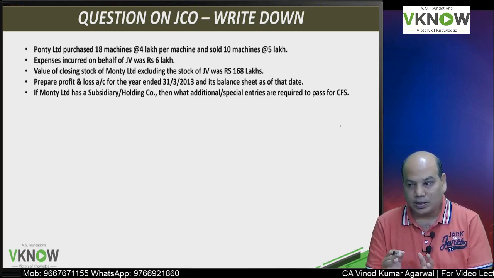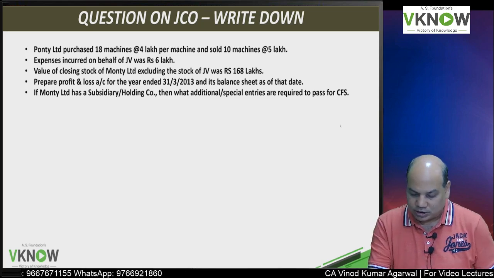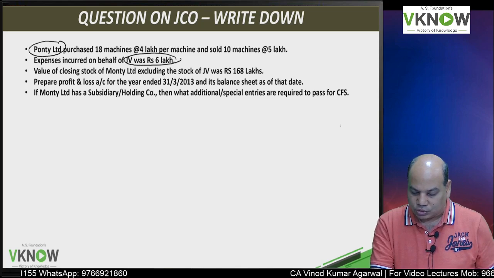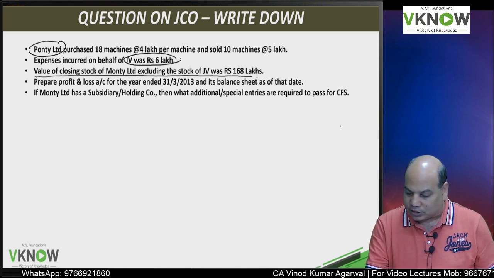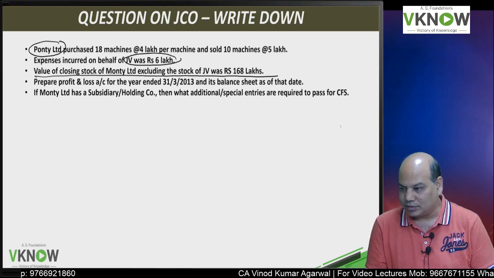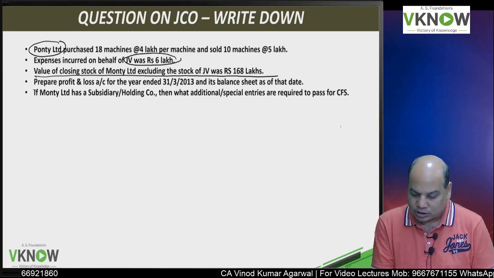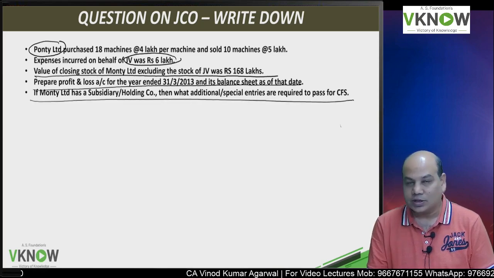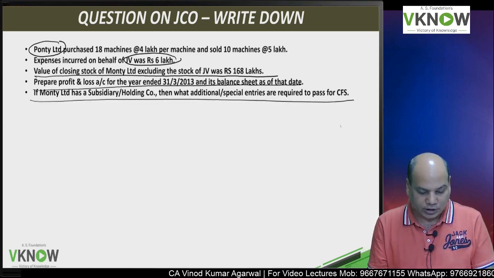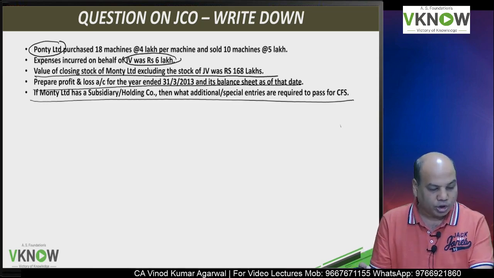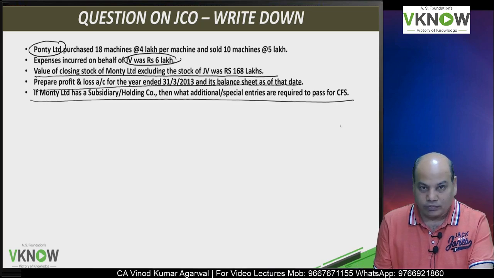Expenses incurred by Ponty Limited on behalf of JV is 6 lakh. Closing stock of Monty other than the stock of JV was 168 lakh. Prepare P&L account and balance sheet, and whether you are going to pass any additional entry for CFS. We have to do the accounting in the books of Monty, M-O-N-T-Y.